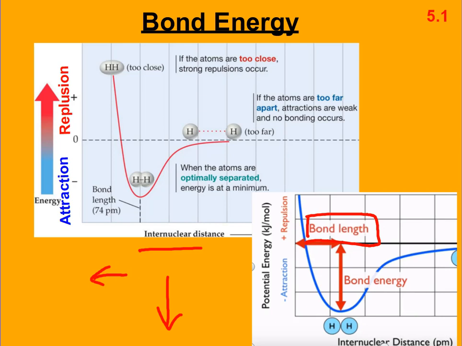Bond length is the perfect medium between the atoms being too close, because if they're too close, they're going to repel, and being too far apart. If they're too far apart, then there's going to be no attractions. So the atoms have to be optimally separated where energy is at a minimum. This is the amount of energy. It's negative, so that's how much energy would be released when this bond forms. Therefore, I would have to put that much energy into it to break the bond.